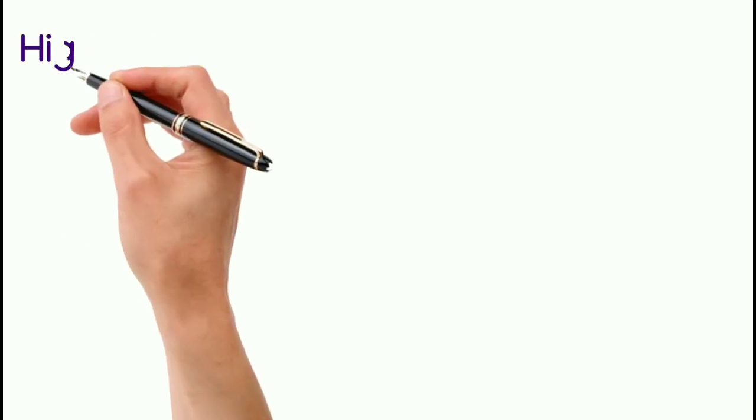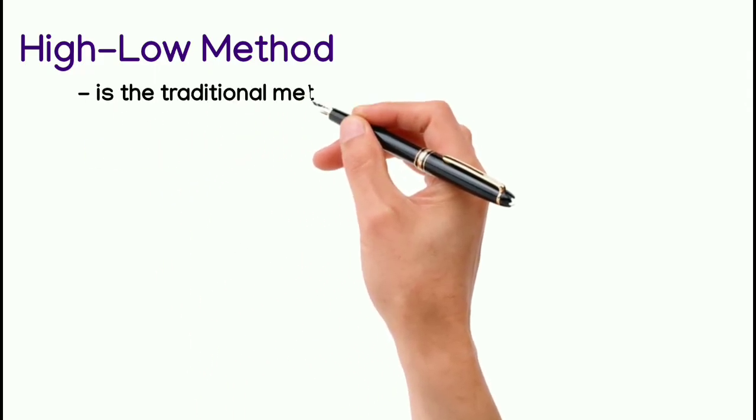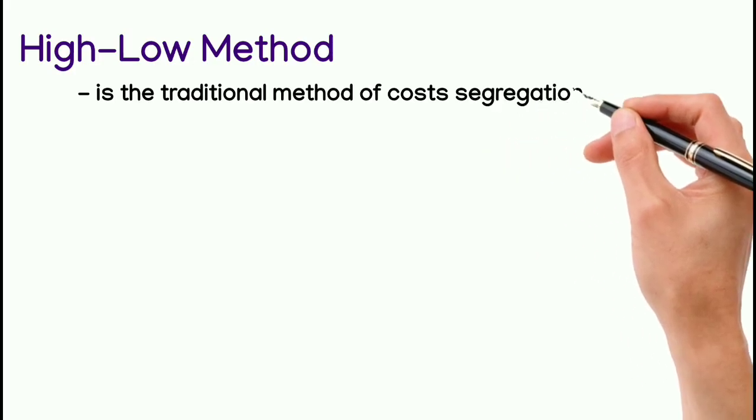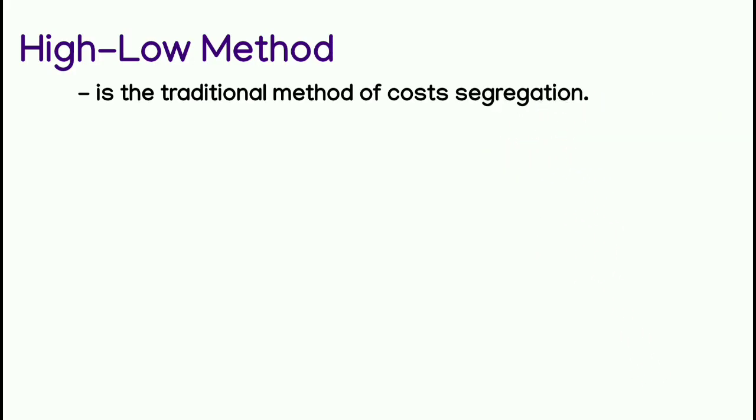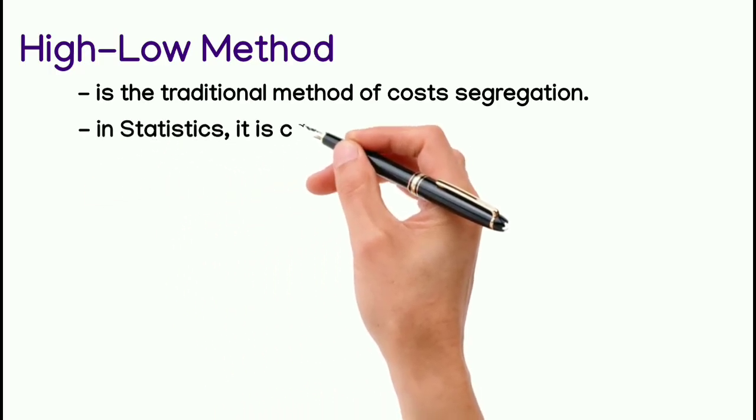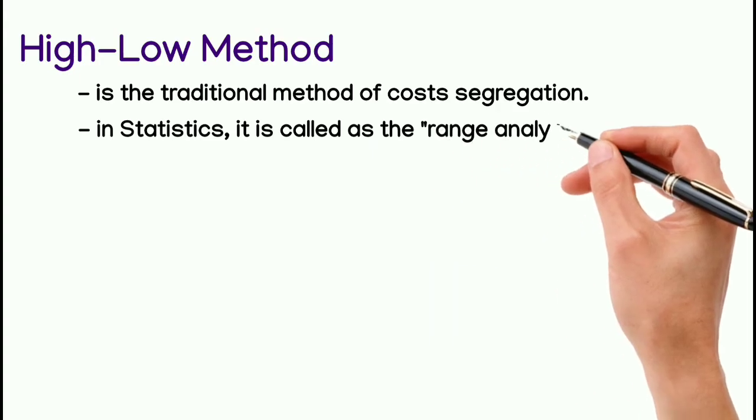The first method in segregating variable and fixed costs is the High-Low method. The High-Low method is the traditional method of cost segregation. Kapag sinabing traditional, it means old. Hindi na siya bagong method. In statistics, it is called the range analysis.